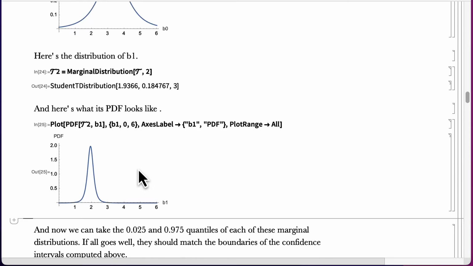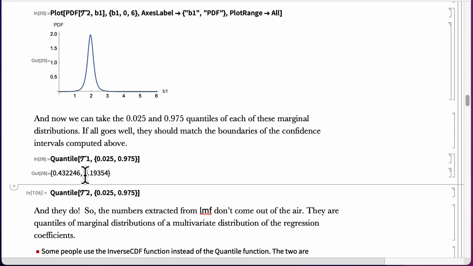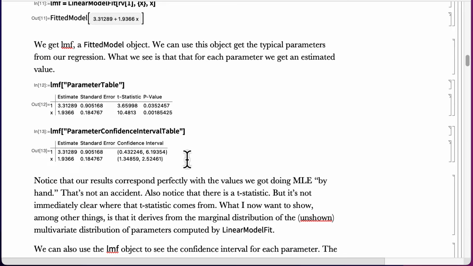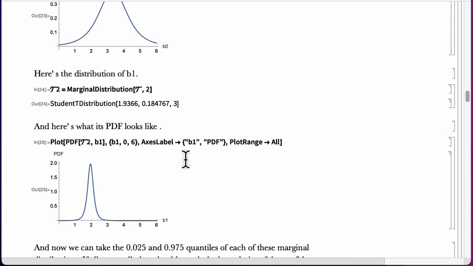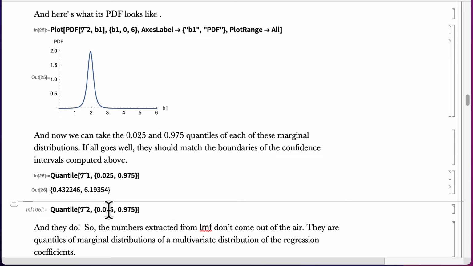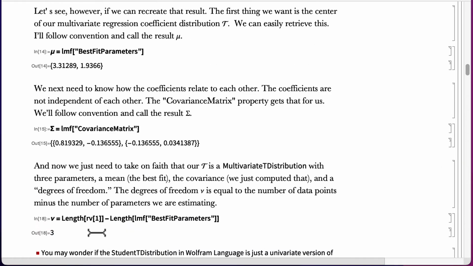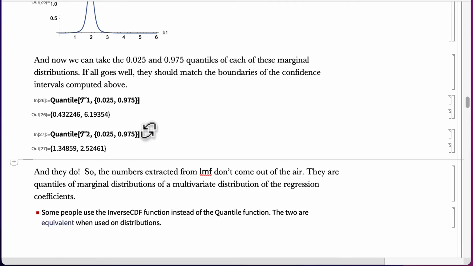And so now that we've got these marginals, let's take the 0.025 and 0.975 quantiles of them, 0.432 and 0.619. Now, where have I heard those numbers before? I think I saw them right here, 0.432, 0.619. And so that's where the confidence interval is coming from. It is basically quantiles of the marginal distribution of the multivariate regression coefficient distribution. And if you think maybe that was just luck, let's do it for our second parameter, B2, 1.34 and 2.52. And if again we scroll up, we see 1.34 and 2.52. So I don't think I'm that lucky.